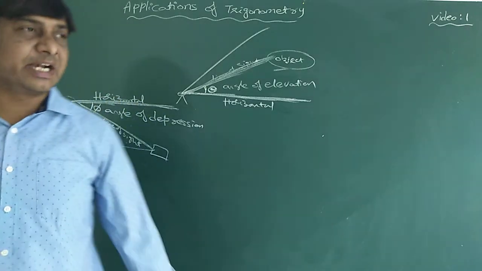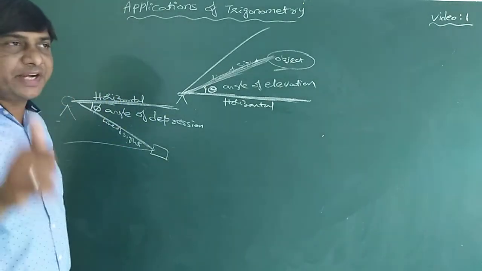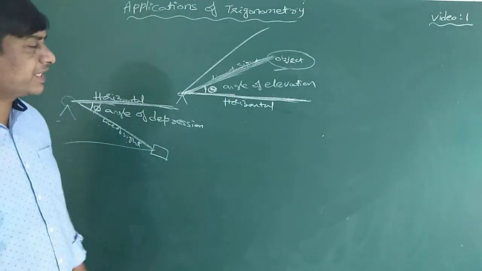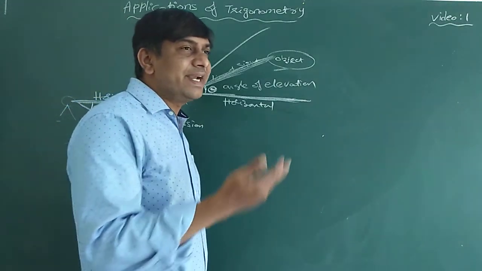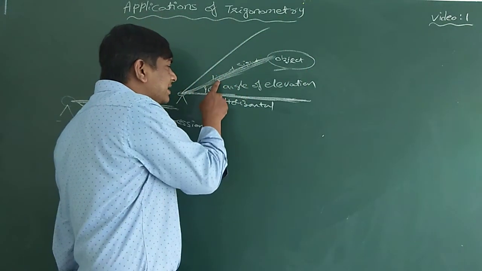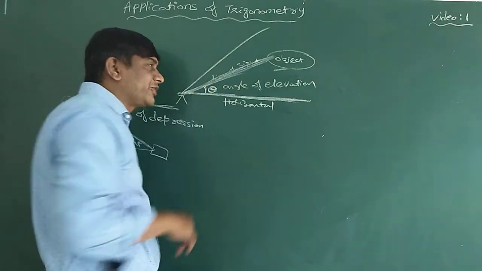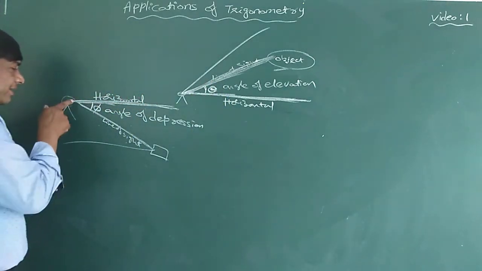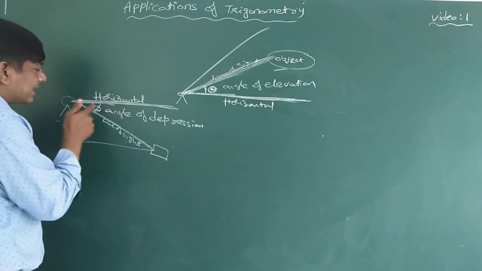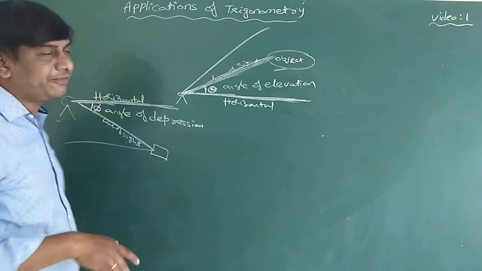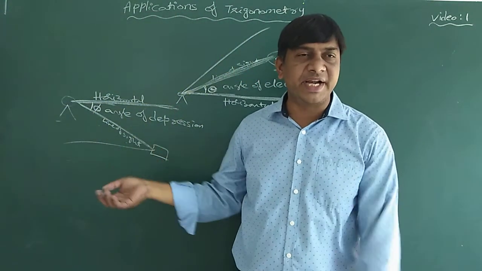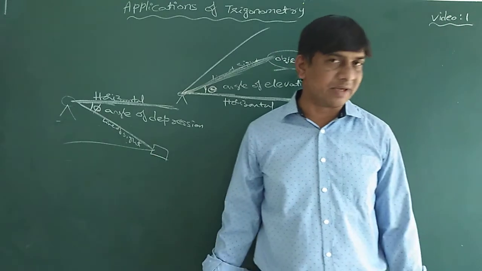Here the very important definitions are angle of depression and angle of elevation. What is the angle of elevation? If a line of sight is above the horizontal line, the angle between the line of sight and the horizontal line is called the angle of elevation. And if the line of sight is below the horizontal line, the angle between the horizontal line and the line of sight is called the angle of depression. First write these definitions and some points, and then we will go with the exercise problems.